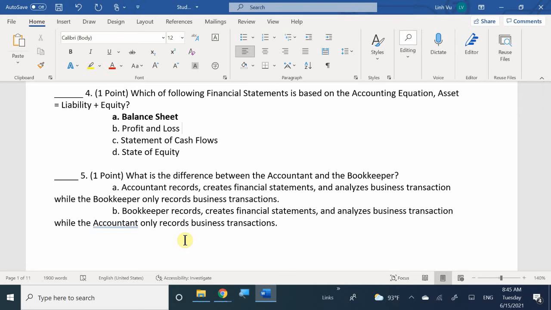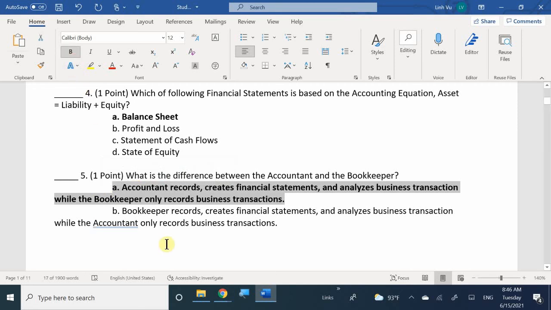Question number 5. What is the difference between the accountant and the bookkeeper? A. Accountant records, creates financial statements, and analyzes business transactions, and the bookkeeper only records. Yes. Remember, the bookkeeper has only one job and one job only. They only need to record business transactions. The accountant does pretty much everything else. So that is correct.